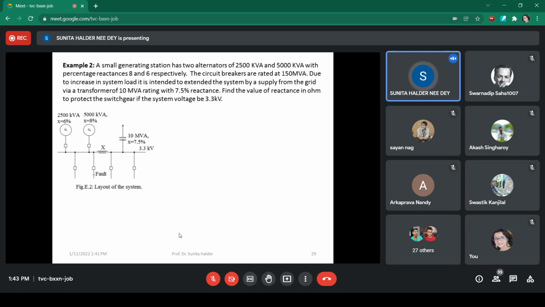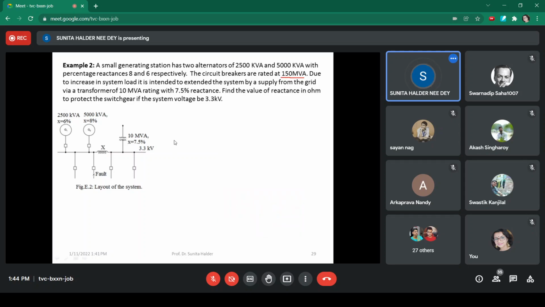Let us go for one practical example. Similar example with only the numerical values. One substation was there with two generators. Generator ratings are given, percentage reactances are given. But due to enhancement in the capacity, the grid is connected through a 10 MVA and X equal to 7.5% reactance to the system. To use this existing circuit breaker, one reactor is added, right? Existing circuit breaker capacity is 150 MVA, right?